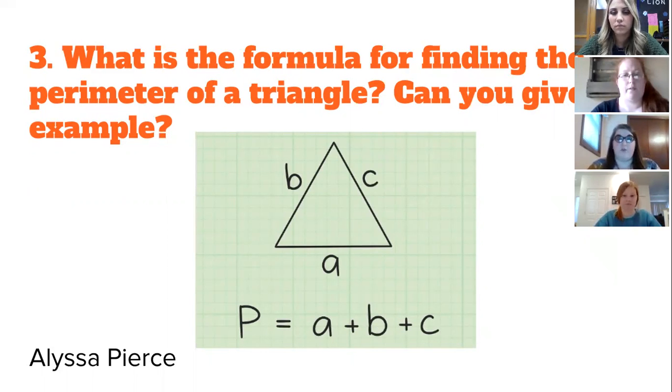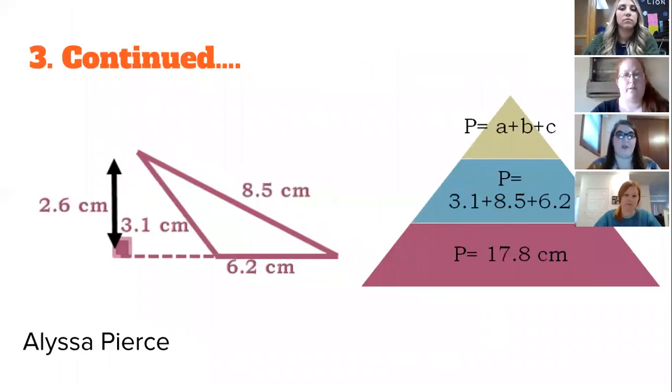So let me go ahead and give you a more detailed example on this next slide. So here we have that triangle I used before, but this time we're going to find the perimeter of it. So we know perimeter equals A plus B plus C. Now, the definition of perimeter is the continuous line forming the boundary of a closed geometric figure. So once we know our formula, the A plus B plus C, we can look at this triangle. So the sides are going to measure at 3.1, 8.5, and 6.2. And once you add them all together, your perimeter is going to be 17.8 centimeters.